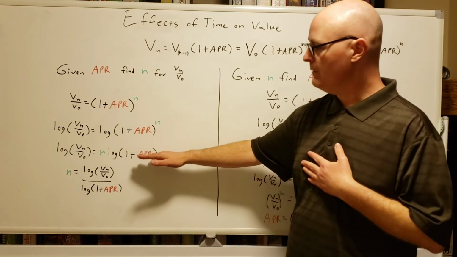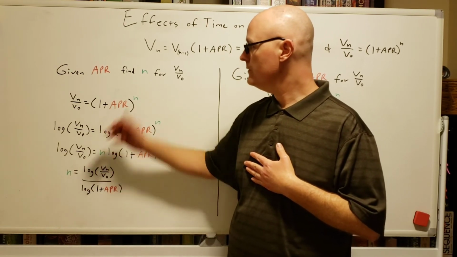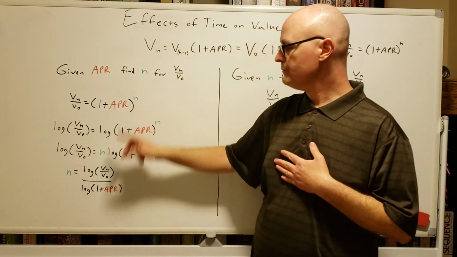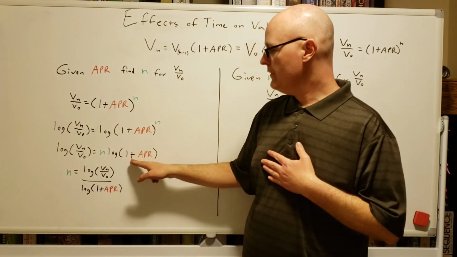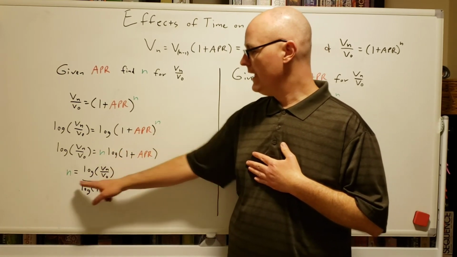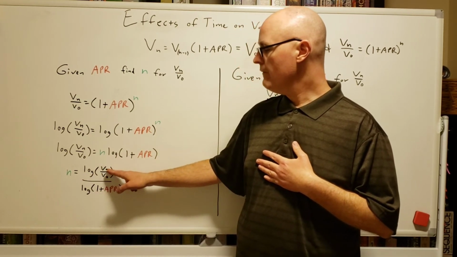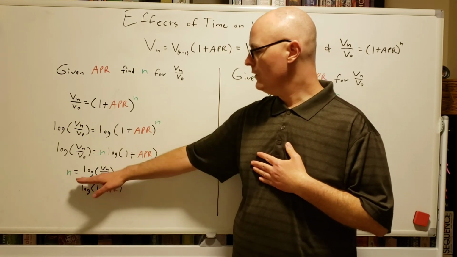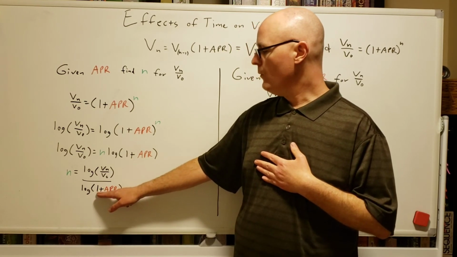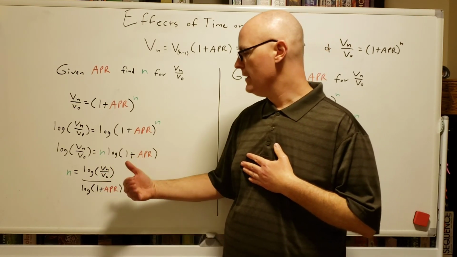All right, so now it's an algebra problem. To solve for n in terms of APR: given the APR, find the number of years. I divide both sides by this quantity, and the number of years is equal to the log of the ratio of the final value over the initial value, divided by the log of 1 plus APR. Again, this would work for natural logs. Doing it in log, in my opinion, is easier.